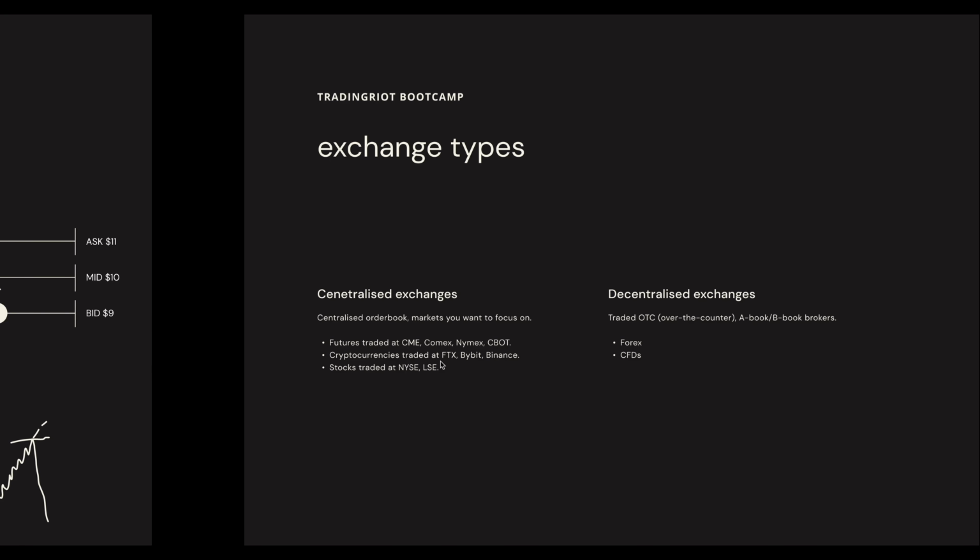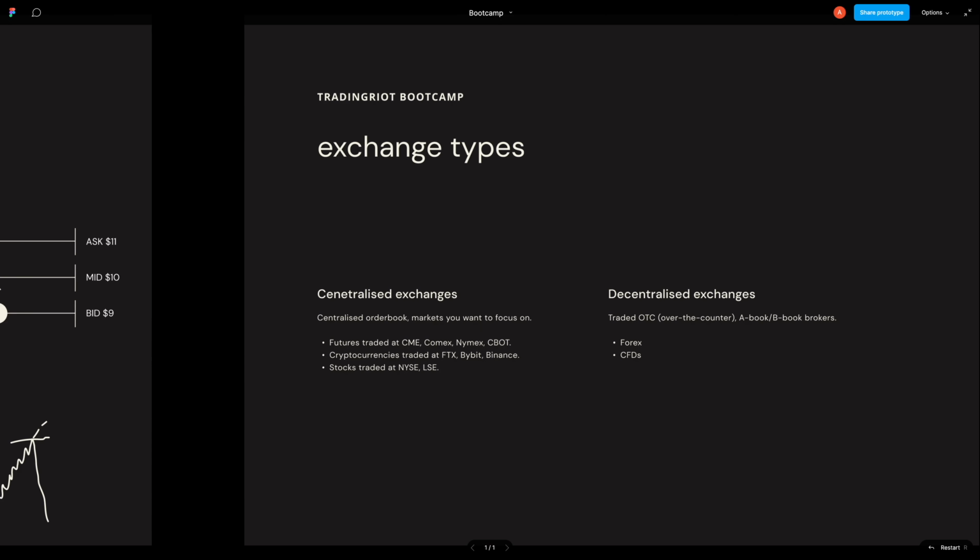The cryptocurrencies are traded on FTX, Bybit, Binance, Coinbase, Bitfinex, and even these decentralized exchanges in crypto, like the dYdX I mentioned, they still are transparent with the volumes. So that's an important thing. And then stocks are traded at the New York Stock Exchange and London Stock Exchange and so forth. I'm not going to be covering stocks that much, or honestly at all. Stocks are also a centralized market.